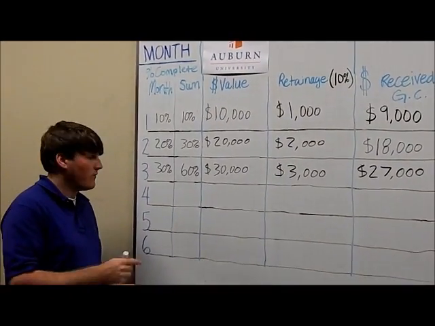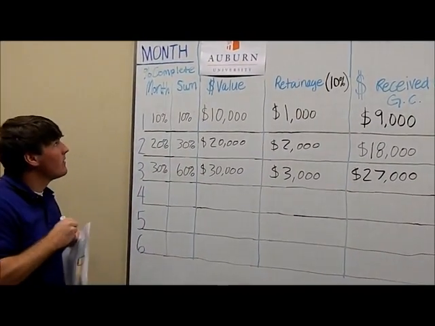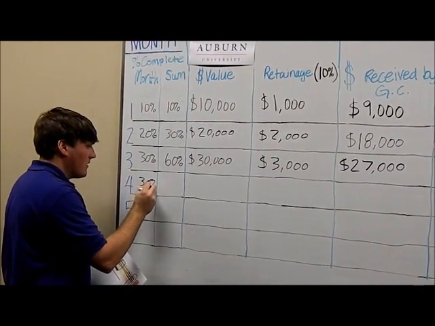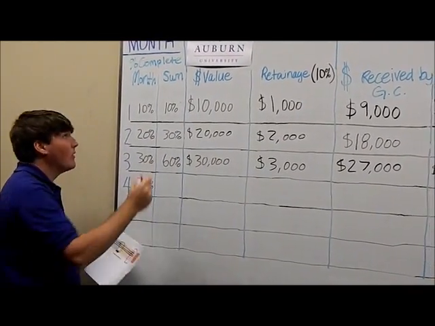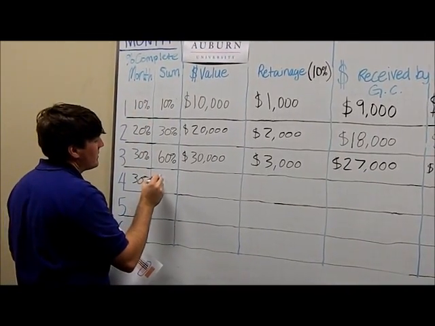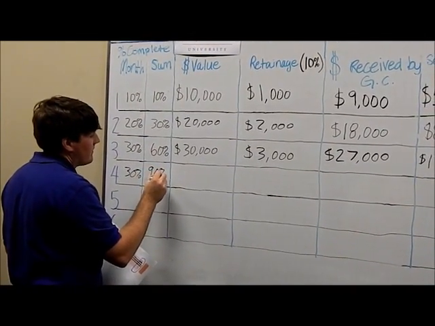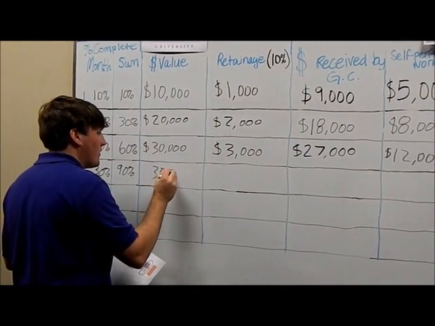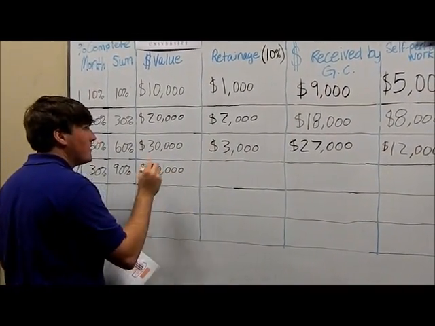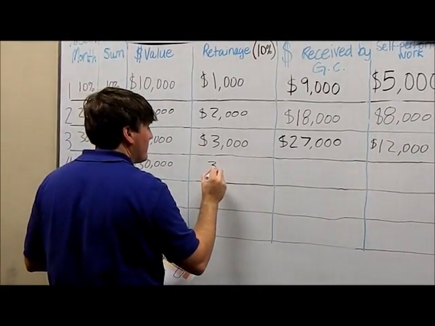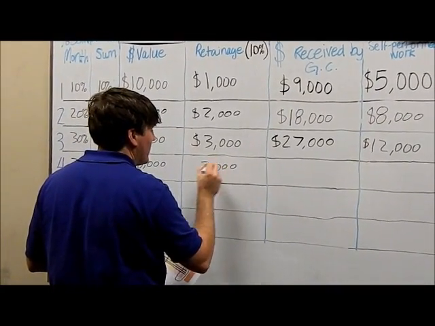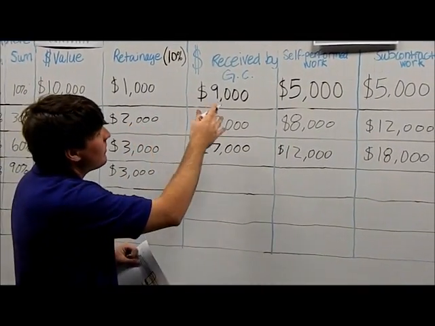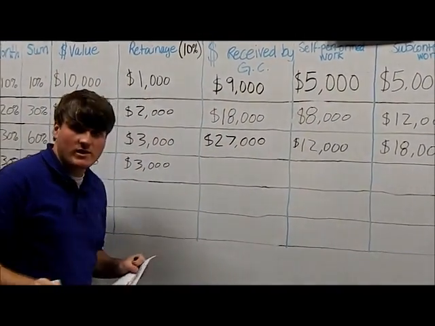Here we are in month 4 of our project. For this month, we did 30% of the 100% work. So our total sum for the whole project, we've done 90% of the work. This month, we also did $30,000 worth of work. So we're also gonna have 10% retainage of $3,000. So our total received from the owner to the general contractor is $27,000.